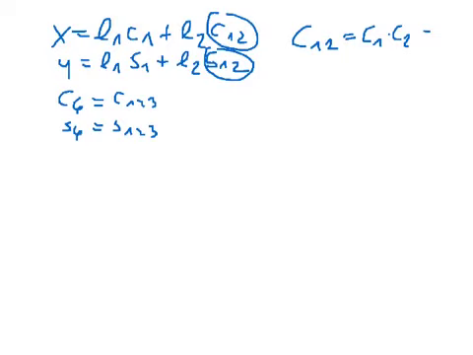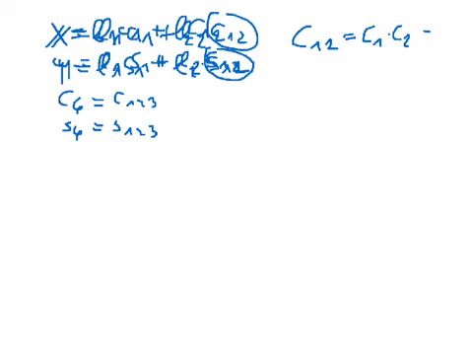Recap real quick these equations. We have x is L1 times cosine of theta 1 plus L2 cosine of theta 1 plus theta 2. Y is L1 sine of theta 1 plus L2 times sine of theta 1 plus theta 2.